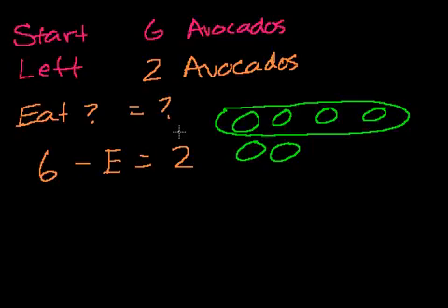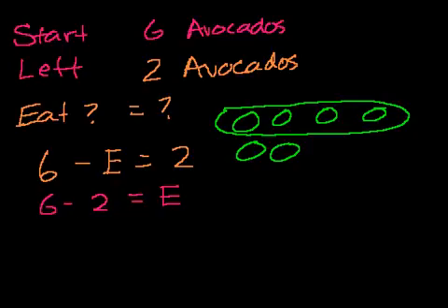Another way you could think about it is, what is the difference between the number of avocados I started with and the number of avocados that I'm left with? So the way you think about difference is, how different is 6 and 2? And that is how many must have been eaten. And so you could actually write it like this. The difference between 6 and 2 is equal to the number of avocados that are eaten.